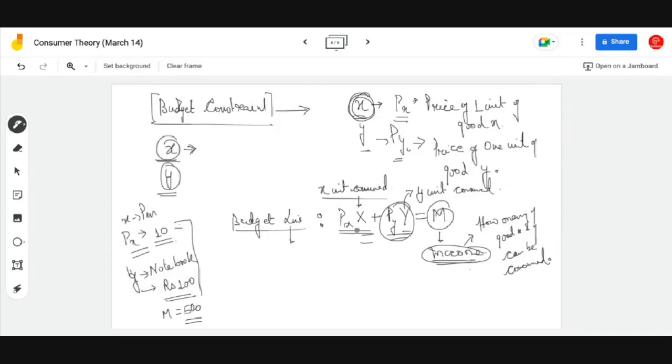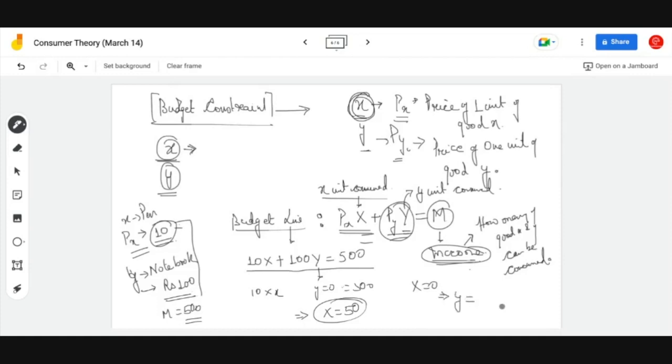Now that we have Px and Py, we can write 10X plus 100Y is equal to 500. If you want to purchase only pens, how many can you purchase? 50. In this case Y is equal to 0, so 10 into X is equal to 500, which gives us X is equal to 50. And suppose X is equal to 0, then Y must be equal to how much? 5.